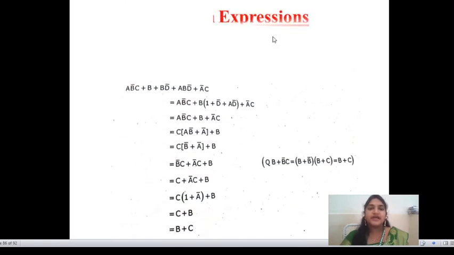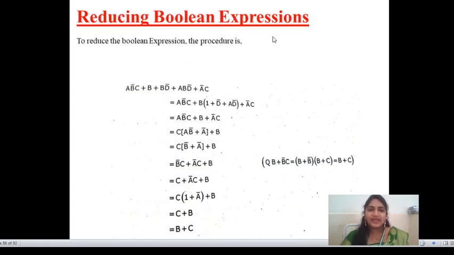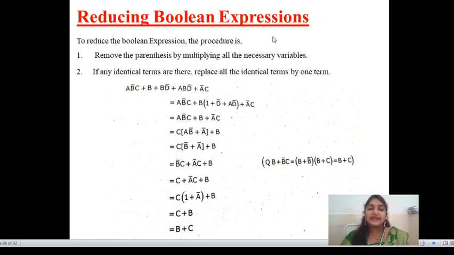Next, how to reduce the Boolean expression. This is very easy: remove the parentheses by multiplying out all the necessary variables. If any identical terms are there, replace all the identical terms by one term. For example, see this: a b bar c plus b d bar plus a b d bar plus a bar c. By simplifying in this way, we can arrive at a Boolean expression like b plus c.